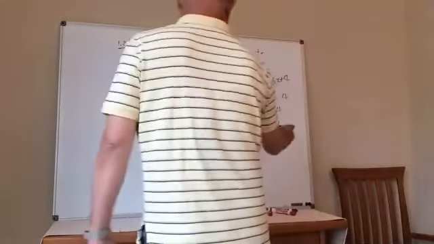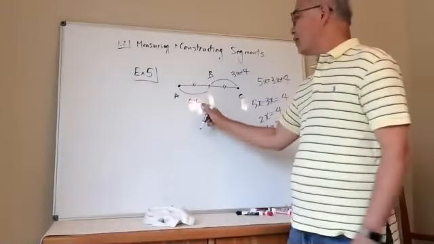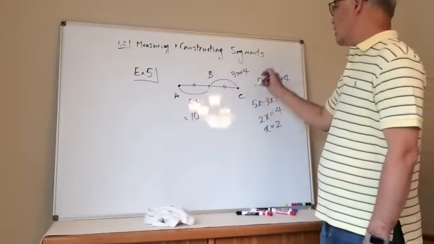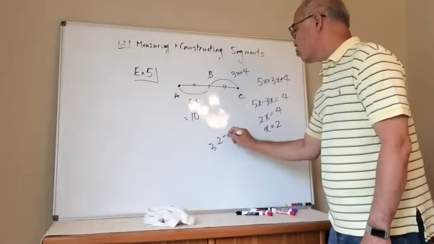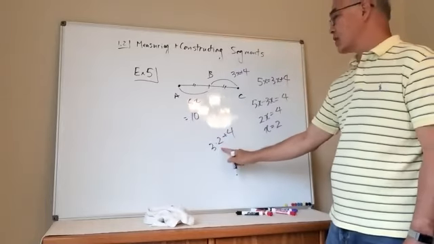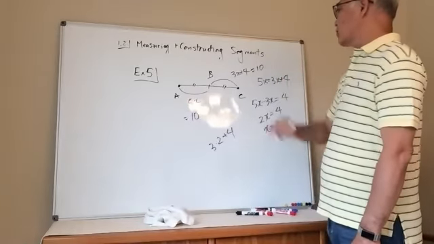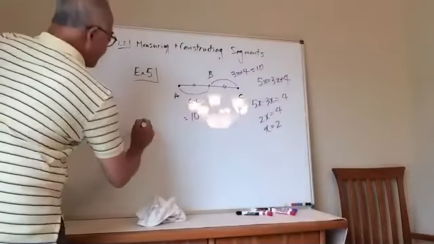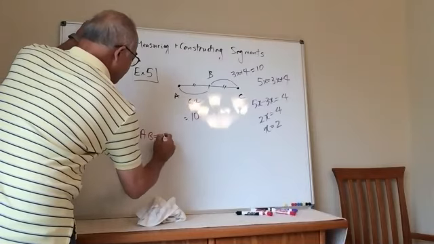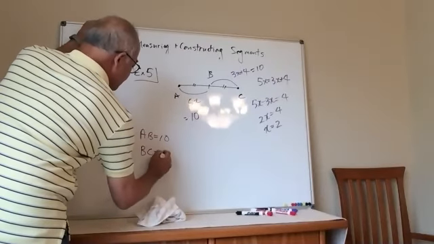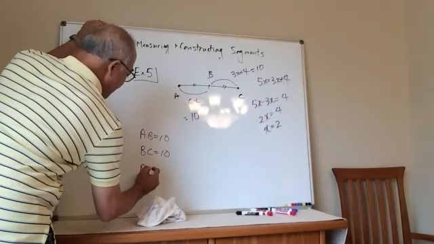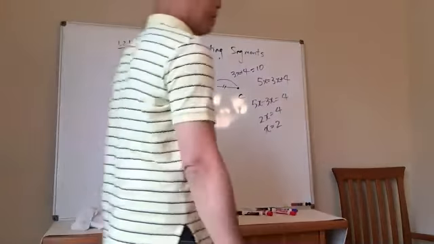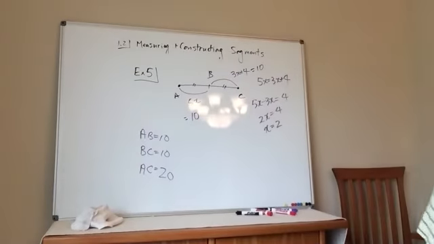So let's verify that works. If I put x here, 5 times 2 is equal to 10. If I put the 2 in here, I get 3 times 2 plus 4, which is 6 plus 4, which is 10. So it works. But this is not our final answer. Our final answer is AB equals 10, BC equals 10, which means that AC is equal to 20. So that should be your final answer.